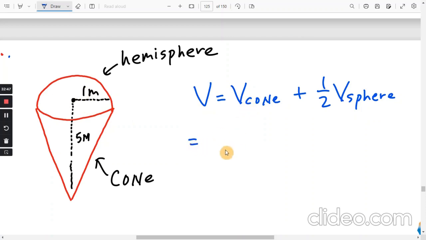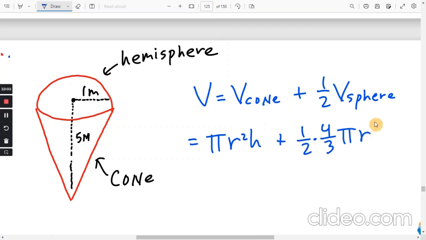So that's going to equal the volume of the cone, which we said was pi r squared h. And then 1/2 the volume of the sphere. So the volume of the sphere is 4/3 pi r cubed. Just like last time, the 4 divided by 2 cancels, and that's just 2. And you're left with 2 pi r cubed over 3. So this right here is the radius r, that's 1. This right here is the height, that's 5. See if you can solve it and round off to 2 decimals.